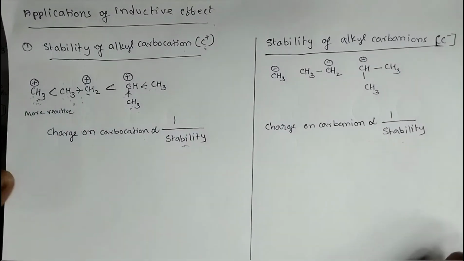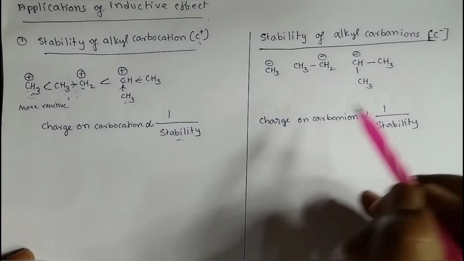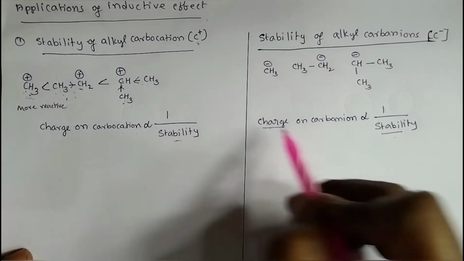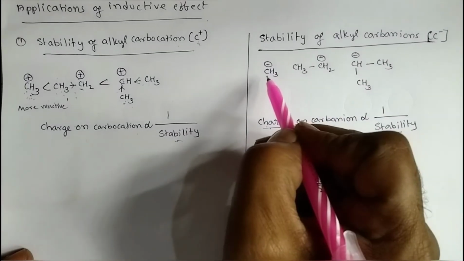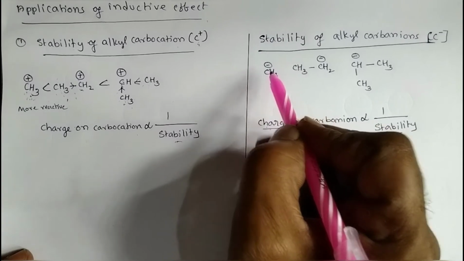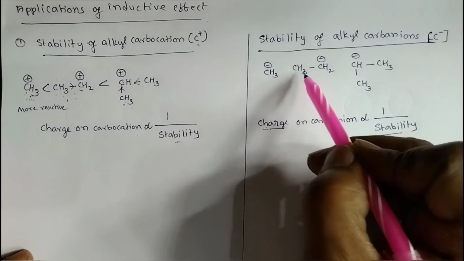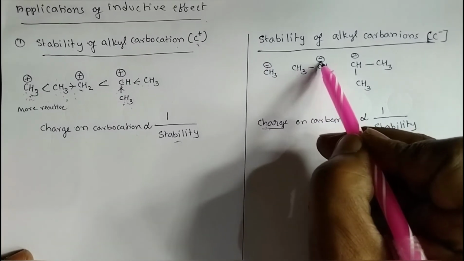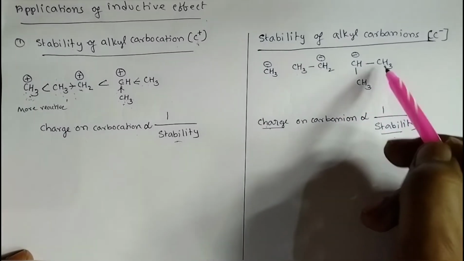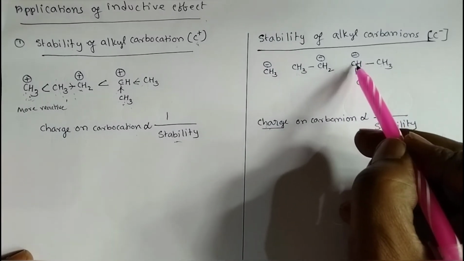Now let us see a similar example in carbanions. In carbanions also you have to follow the same concept. Charge is inversely proportional to the stability. Here, because of the hydrogen atom, negative charge means the carbon has more electrons, so the electron cloud is more here. But when you see the electron donating group, this carbon atom already has negative charge, and because of the methyl group, electron density increases. Here two methyl groups are there compared to this, so electron density on this carbon atom is more.